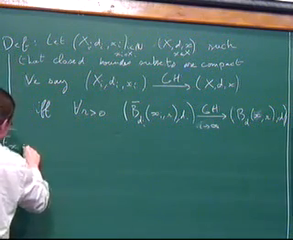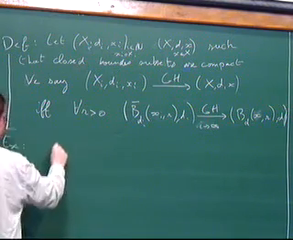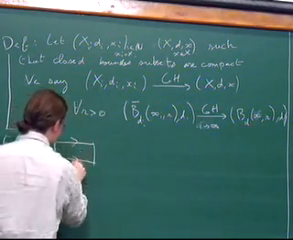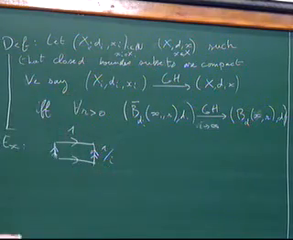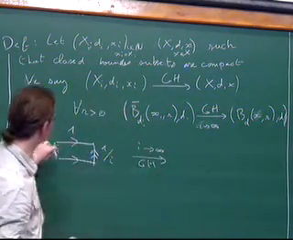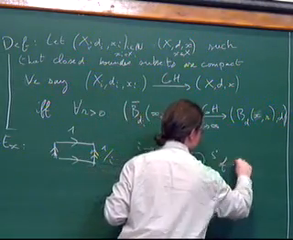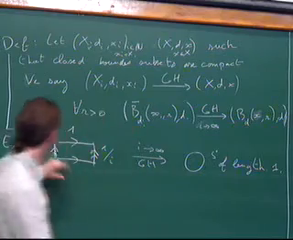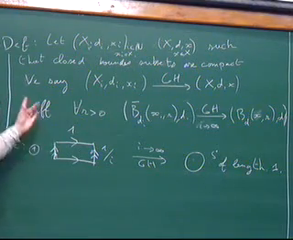Some examples for those who are not too familiar with this kind of things. If I take a sequence of flat tori like this, with length 1 here and 1 over i here, so when i goes to infinity, it converges in the Gromov-Hausdorff sense to just the circle S^1 of length 1. It's quite visual. You just shrink this part and you will just get a circle at the end.